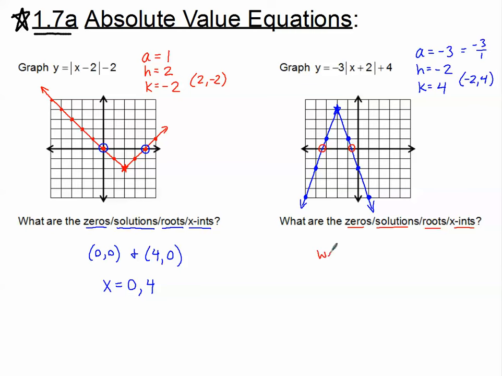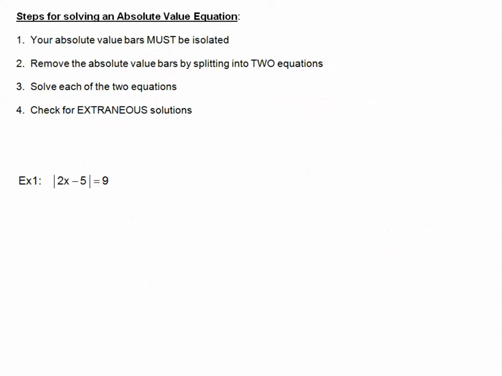So we need to solve algebraically, which means we need another technique. Graphing is only going to help us to solve the ones that have nice x-intercepts. When it's going to be in between two integers, we need another technique, and that's why we're going to be solving algebraically. So let's review our steps for how to solve algebraically an absolute value equation.